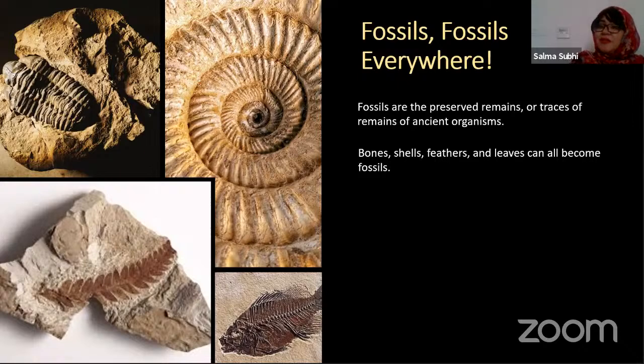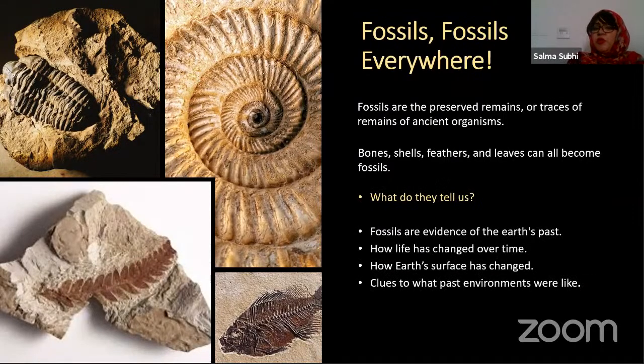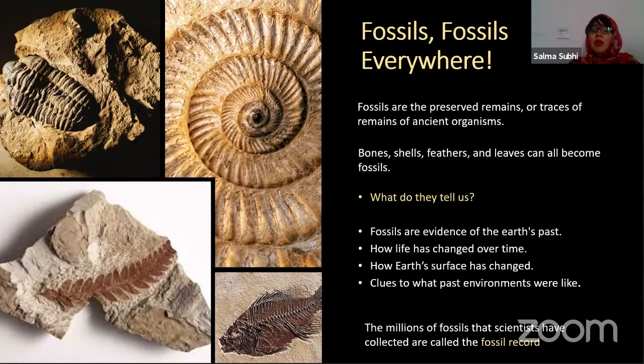So what are fossils? Fossils are the preserved remains or traces of remains of ancient organisms. Shells, feathers, and leaves can all become fossils. So what do they tell us? Fossils are evidence of the Earth's past. They also tell us how life has changed over time and how Earth's surface has changed. They are clues to what past environments were like. The millions of fossils that scientists have collected are called the fossil record.